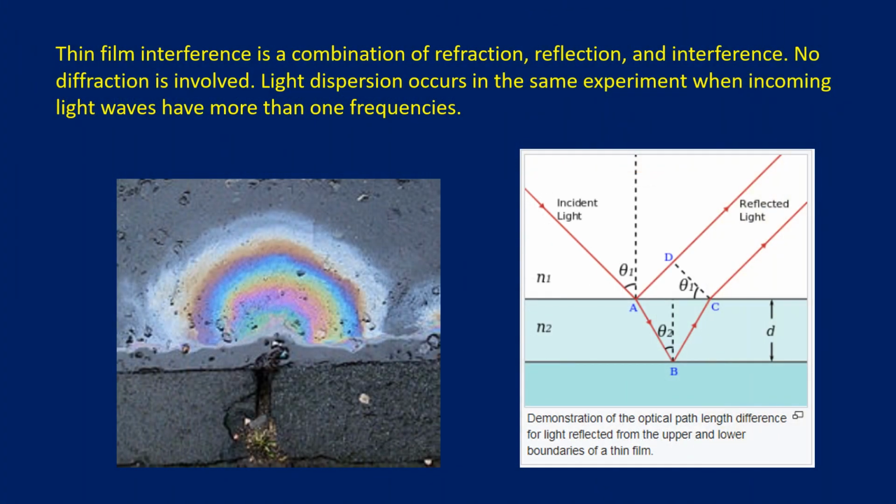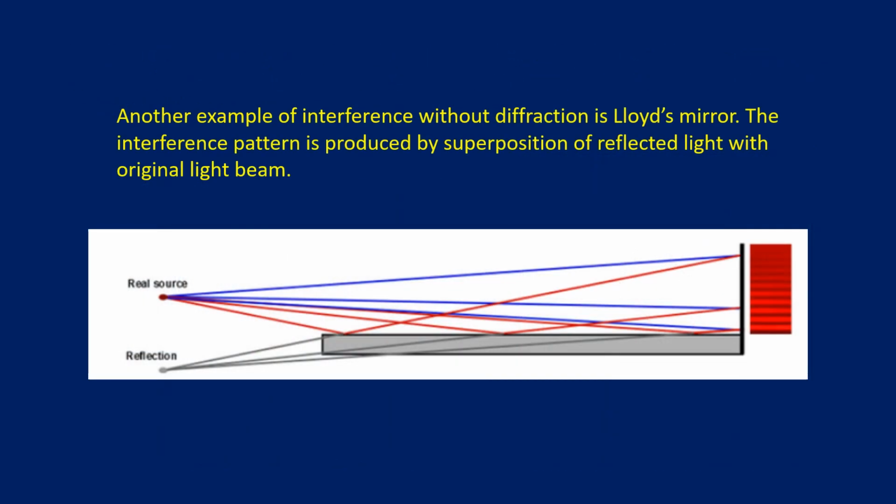Thin film interference is a combination of refraction, reflection, and interference. No diffraction is involved. Light dispersion occurs in the same experiment when incoming light waves have more than one frequency. Another example of interference without diffraction is Lloyd's mirror. The interference pattern is produced by superposition of reflected light with the original light beam.